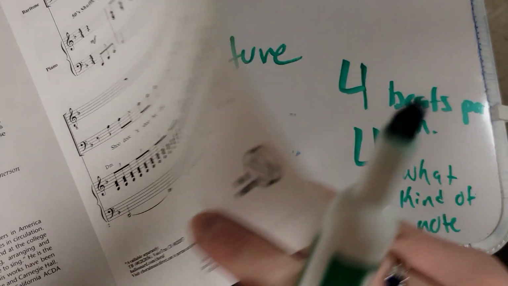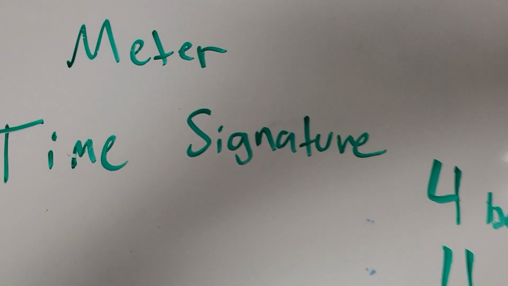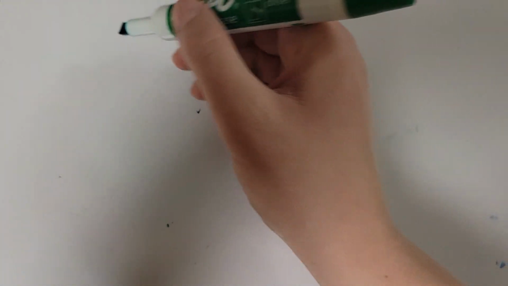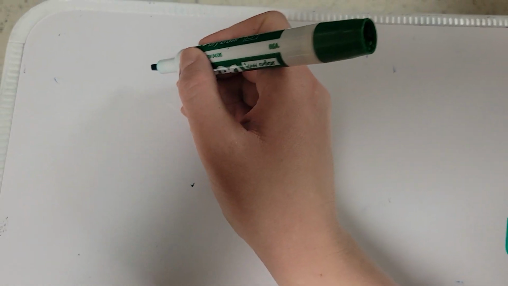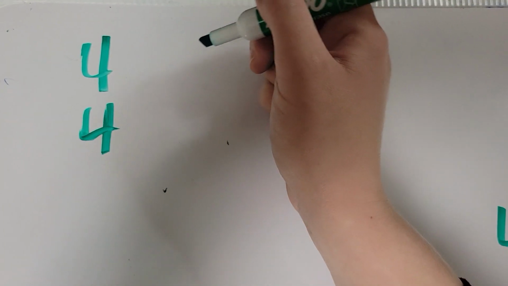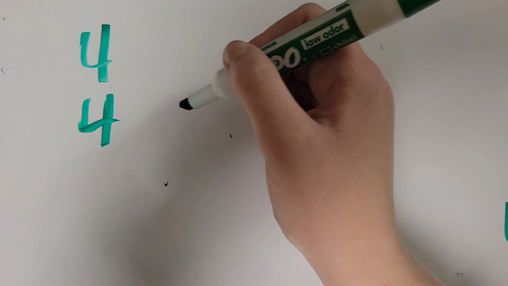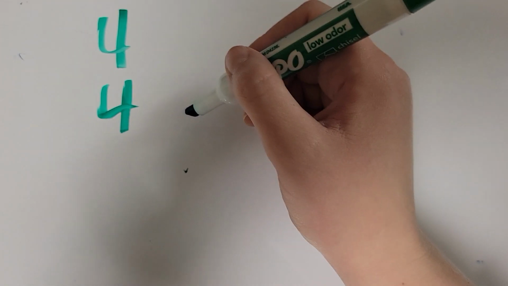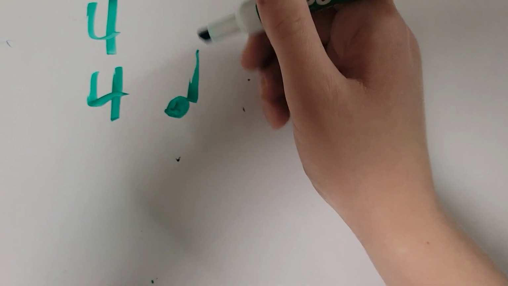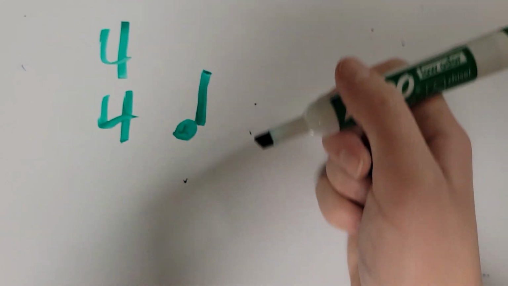All right. So we will go over right here all the different kinds of meters that you're going to see in music. The most common one, and we call this one literally common time or common meter, is 4, 4. So 4 beats per measure, and the 4 means a quarter note gets the beat. A quarter note. It's a sloppy quarter note, but it's a quarter note.